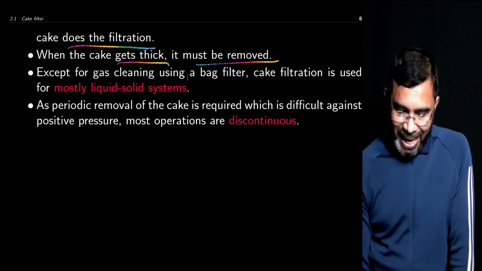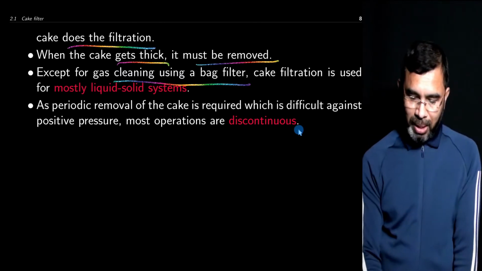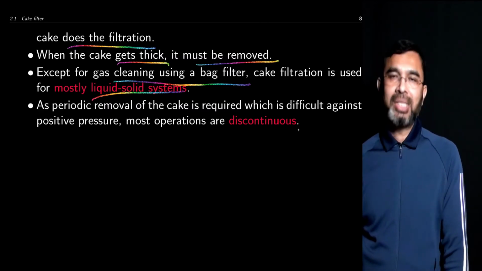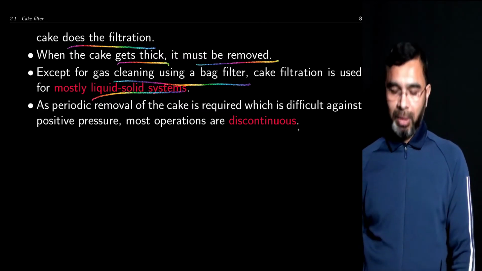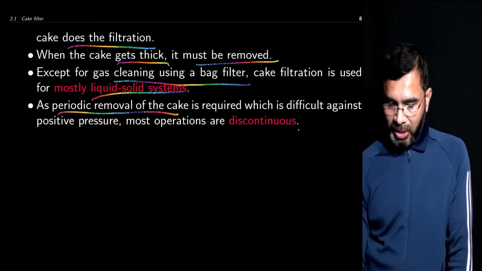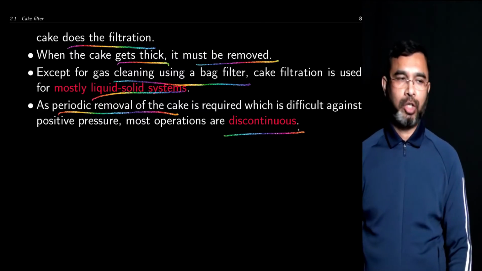Other than gas cleaning using a bag filter, cake filtration is really used for liquid-solid systems. So filtration can involve either solid-liquid or solid-gas systems. This cake filtration process is typically used for solid-liquid systems. We need to periodically remove the cake. That's why most operations are discontinuous for the cake filtration process.